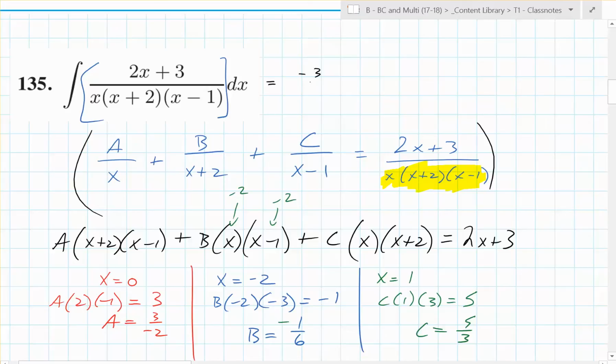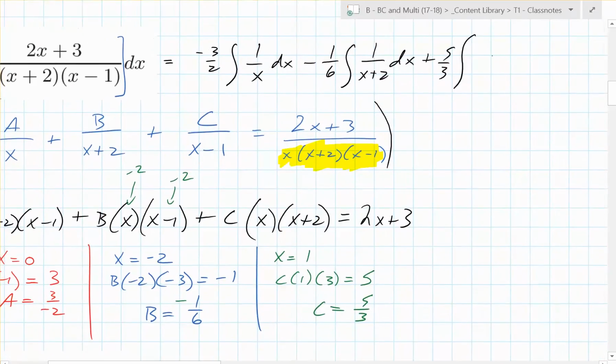So I have -3 over 2 times the integral of 1 over x dx, minus 1/6 times the integral of 1 over x plus 2 dx, plus 5/3 integral of 1 over x minus 1 dx. Are those all things that you should be able to integrate really, really easily? What's the integral of 1 over x? Ln absolute value of x. Integral of 1 over x plus 2? Ln of x plus 2. Nice. We just took something that would have been very hard to undo and broke it apart into 3 tiny pieces.